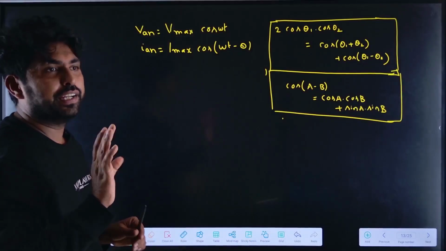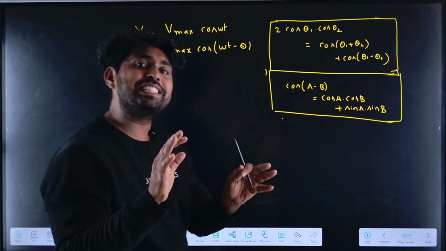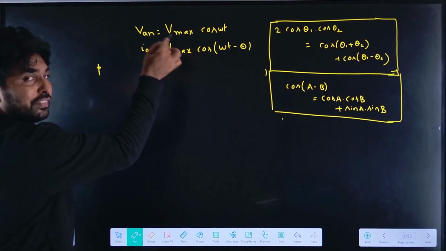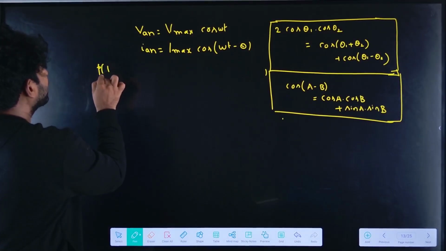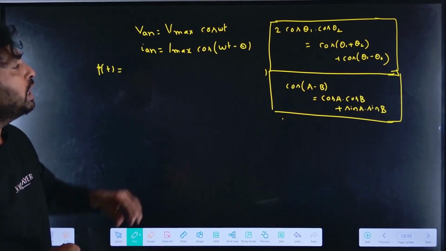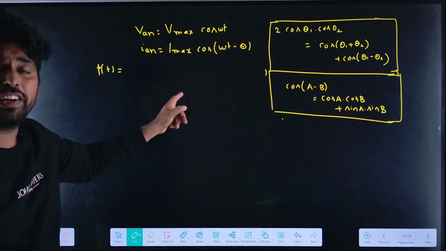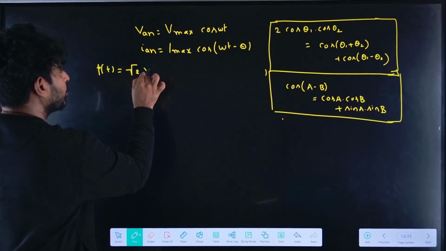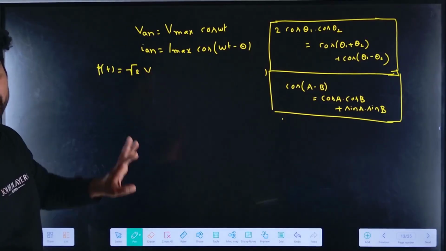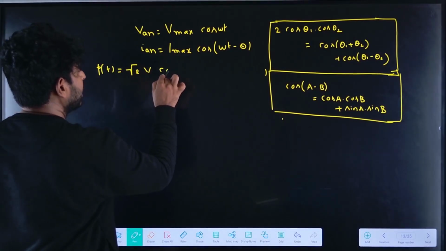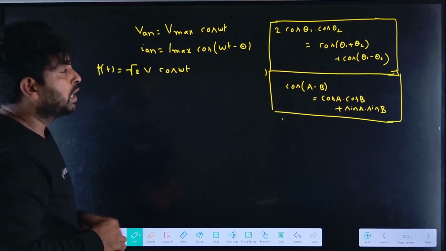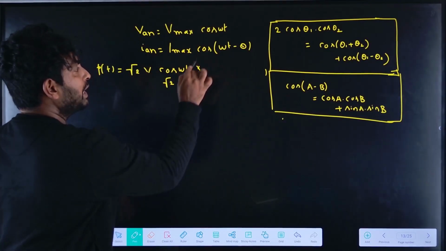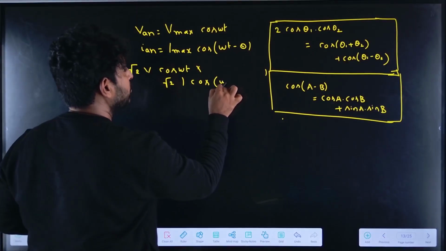Now we need to find the power. So let us find the instantaneous power. Directly with the expression, let us find p of t, the instantaneous power. Vmax equals root 2 into Vrms, so v is root 2 Vrms into cos omega t, into root 2 Irms into cos of omega t minus theta.